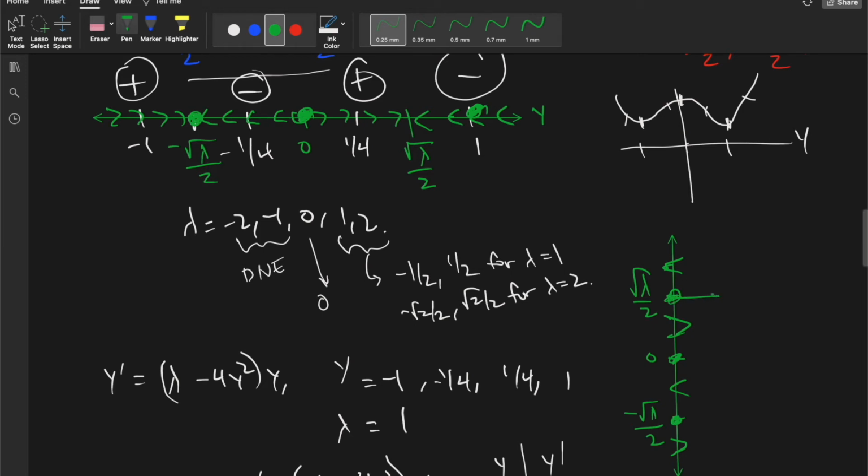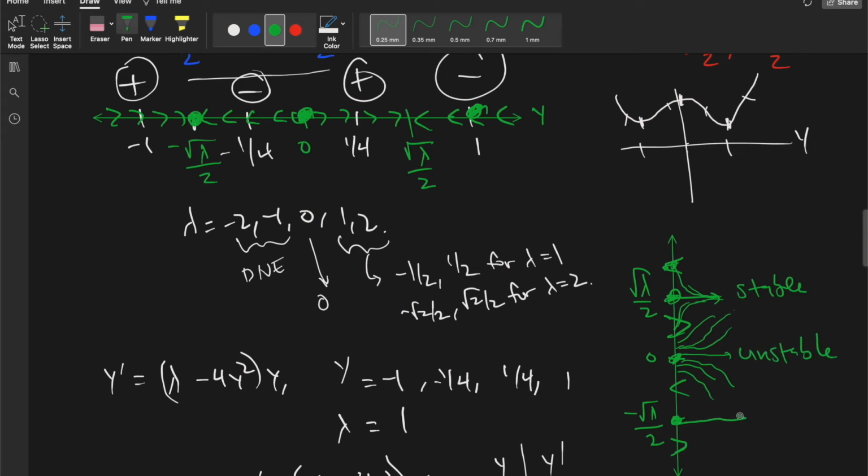So here, for root lambda over 2, the points around it, these are increasing, so it goes closer to root lambda over 2. And then the points above are decreasing, so they also go toward root lambda over 2. So what that means is that this is stable. This, on the other hand, the points around it go away, and the points around here also go away from 0. So it's unstable.